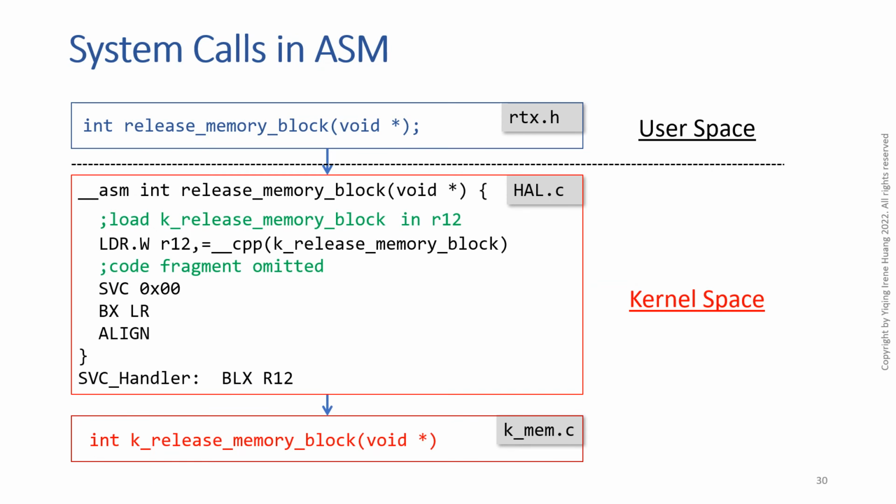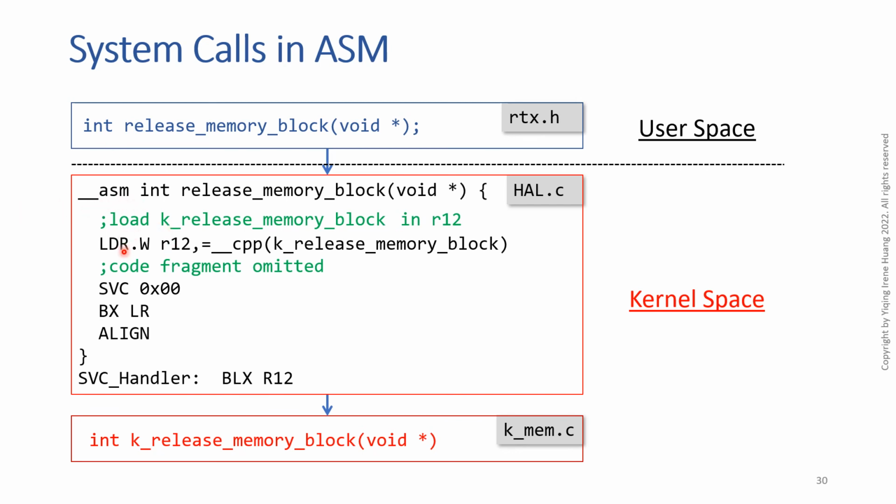Now the big question is how I'm going to load R12 with the corresponding kernel function entry point. Well, the straightforward way is to write everything in assembly. So here's an example. This is release memory block. It has one input argument and has a return type. So all we need to do basically is write everything in assembly.